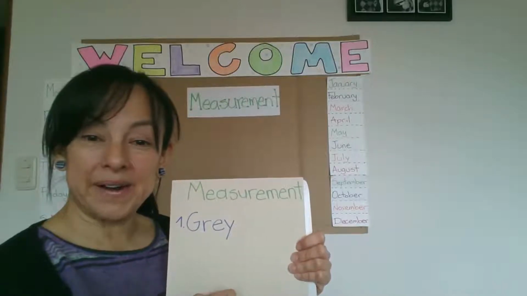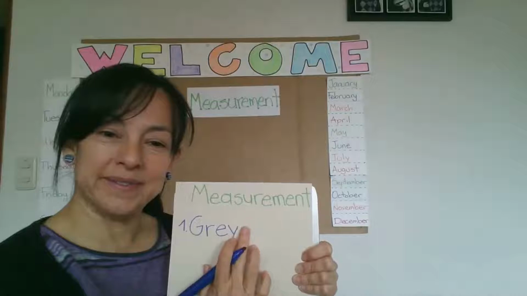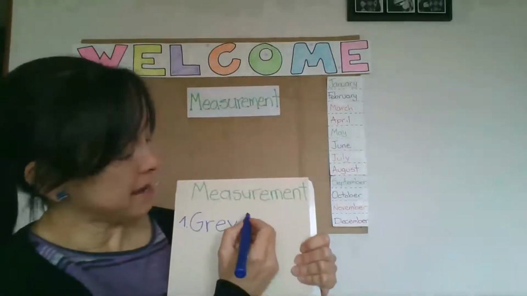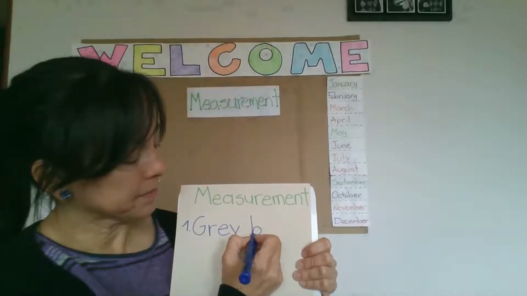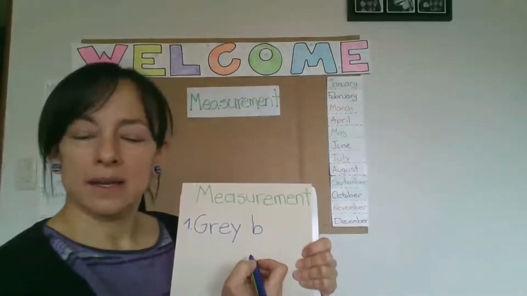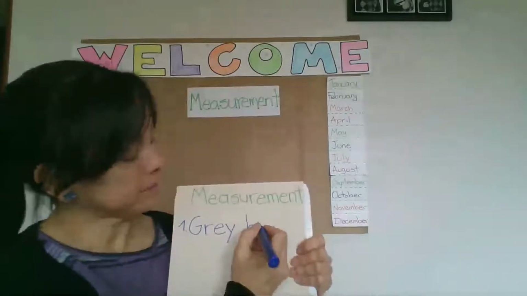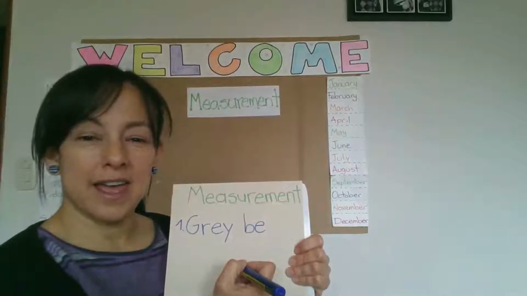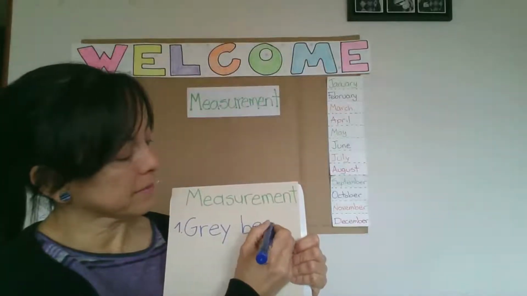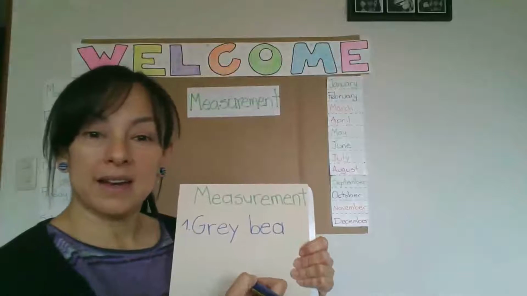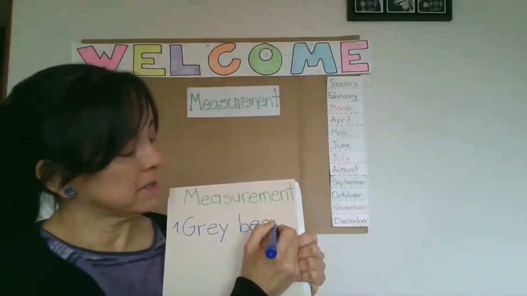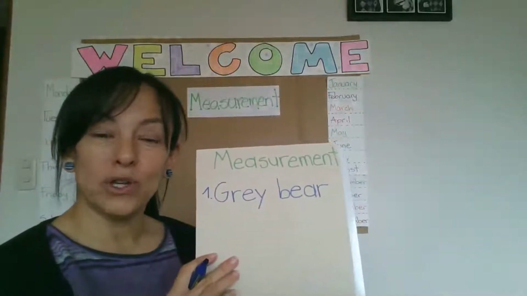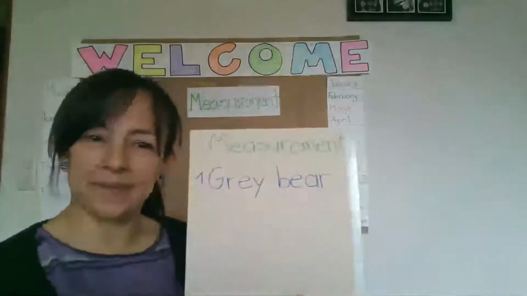Now, bear. Little space here. And bear. Letter B. Letter E. Letter A. And letter R. Gray bear. Very good. So let's see how tall is the gray bear. Okay?